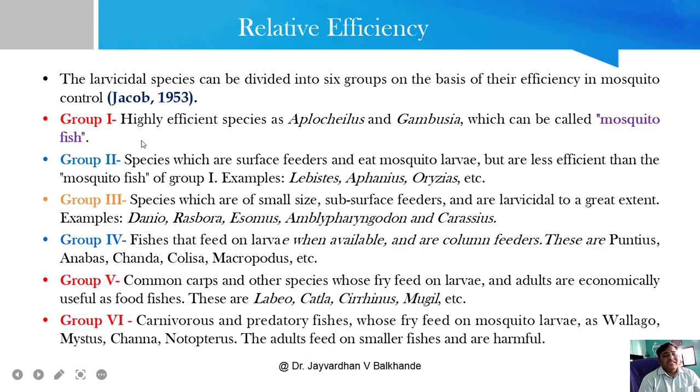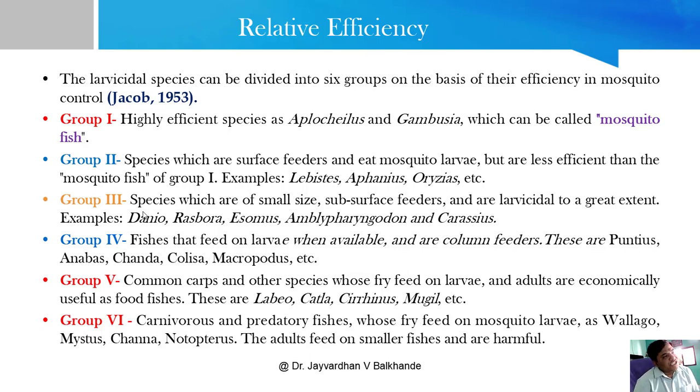So the first group is the highly efficient species, such as Aplocheilus and Gambusia, which can be called mosquito fish. That's why Aplocheilus or Gambusia is called mosquito fish. Then the second group is species which are surface feeders and eat mosquito larvae but are less efficient than the mosquito fish of group 1. Examples are Lebistes, Affinis and Oraceus.